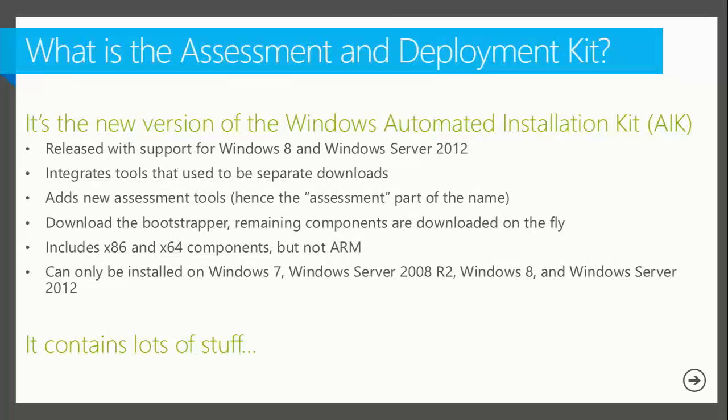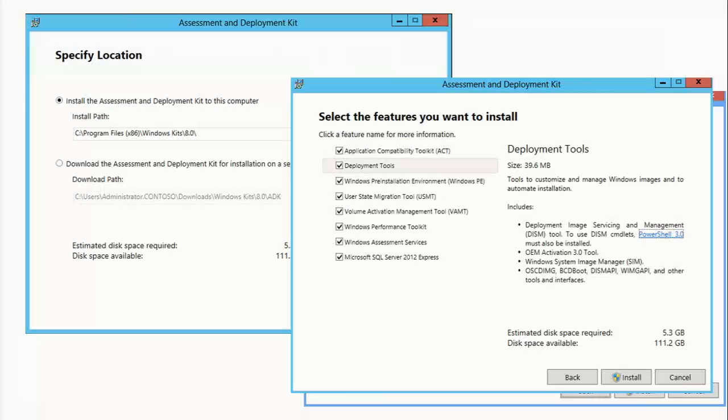So there are lots of tools. The tools you can choose, the tools that you see, are going to be different based on whether you're running a client or a server operating system. So the first thing you'll see when you run the ADK setup is it asks you, do you want to install it, and if so, where? Or do you just want to download it? If so, where do you want to put the downloaded files? Then it will ask you what features you want to install.